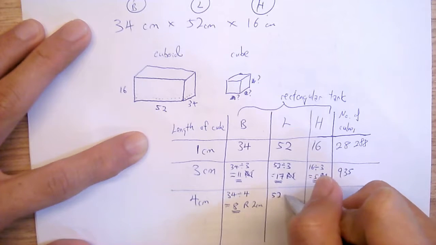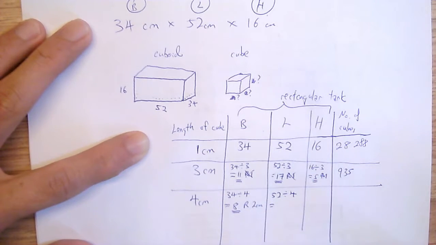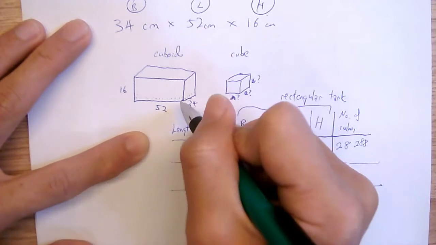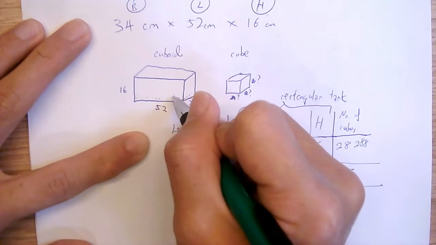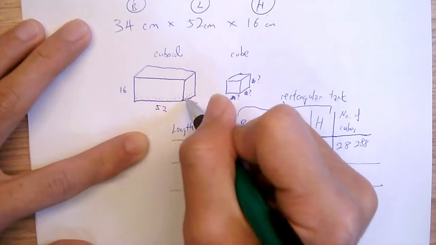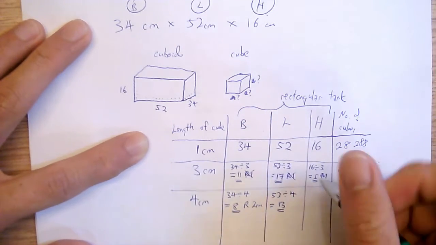Then 52 divided by 4, that will give us 13. Exactly. So 13 of the 4 cm cubes will fit very nicely into this 52 cm length. So we have 13. Okay, how about for the height?